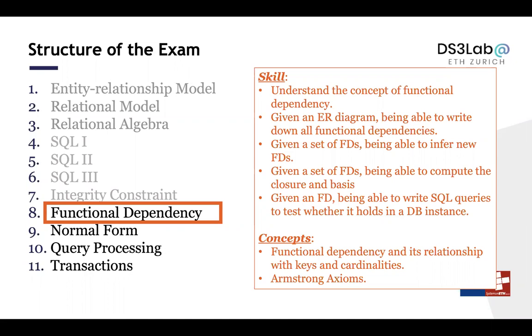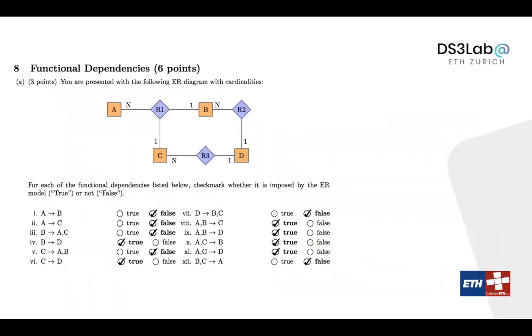Also, given a set of functional dependencies, how to infer new functional dependencies using Armstrong's axioms, how to compute its closure, how to compute its basis. Given a functional dependency, how to check whether it holds or not by writing a SQL query. To do this, you need to understand really what a functional dependency is, what its relationship is with cardinality constraints and key constraints, and what reasoning system you can construct with Armstrong's axioms. So the exam, again, is very simple, you just need to be careful.